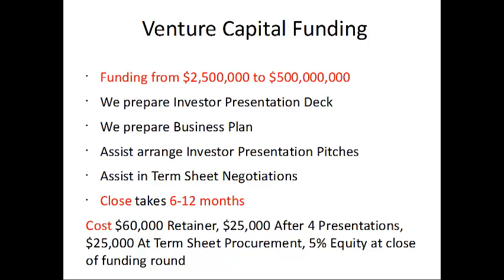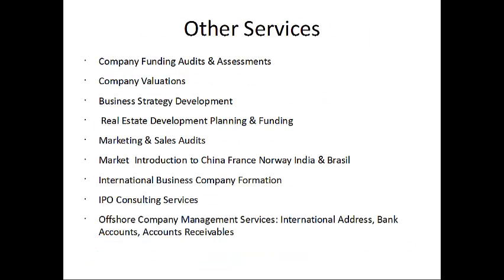We're here to share with you our many years of experience in the financial industry, and we would want to help you get the best deals that are out there for you. In terms of other services that we offer, we also do company funding audits and assessments. We do company valuations. We do business strategy development. We do real estate development planning and funding, marketing and sales audits. We do market introduction to China, France, Norway, India, and Brazil.